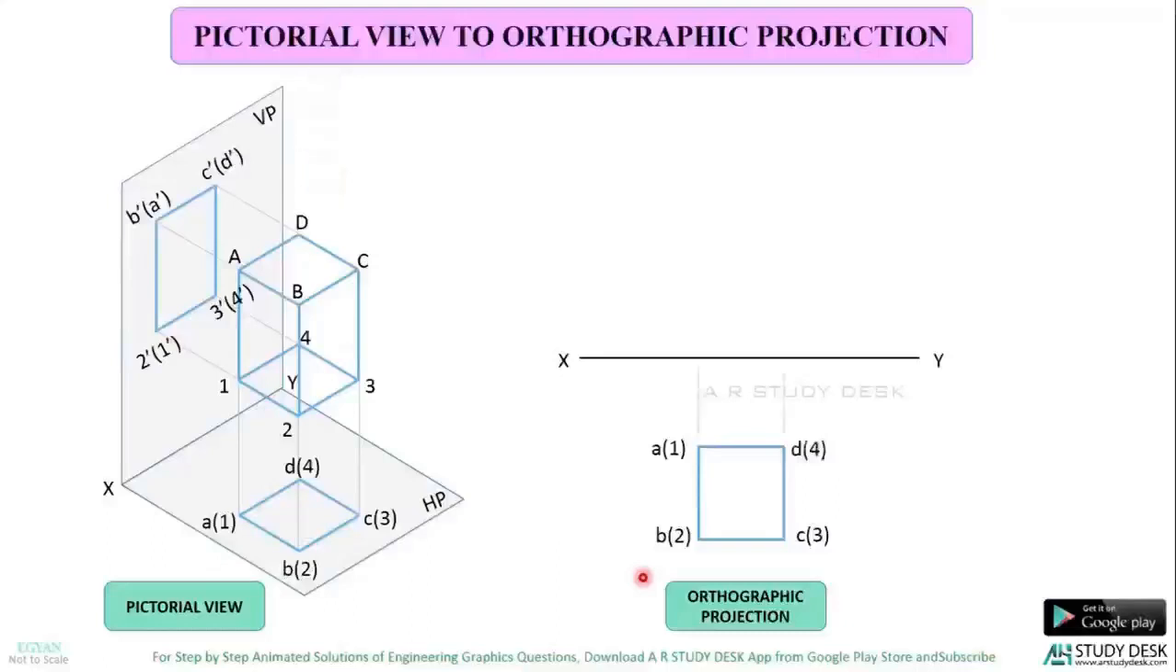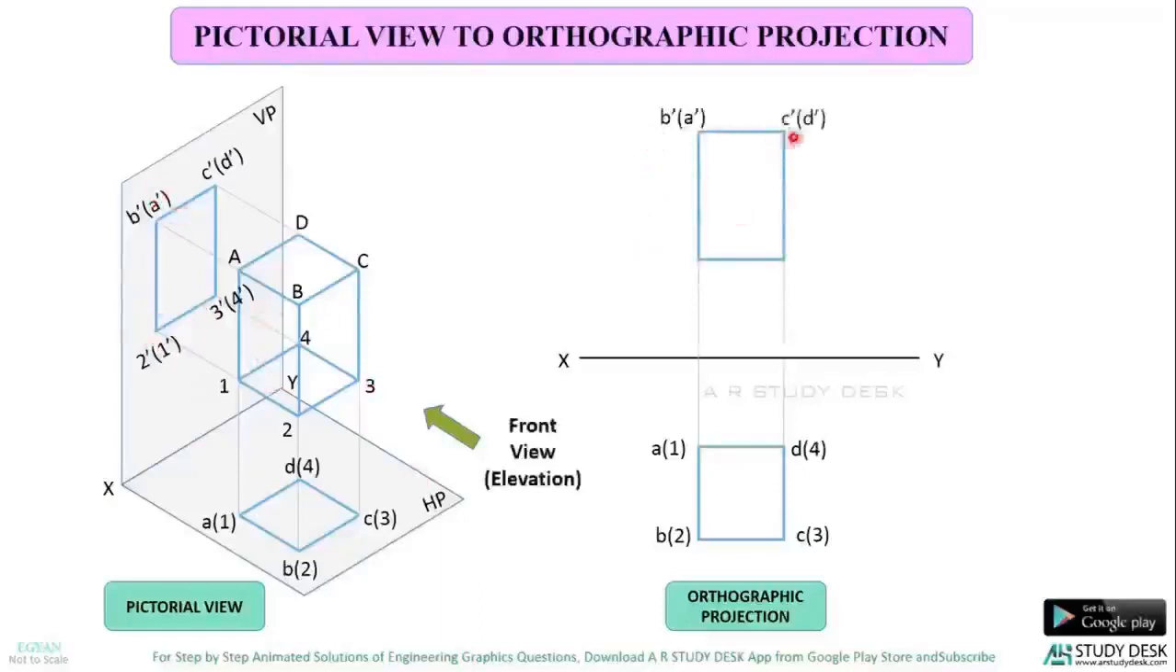Again, in the front view, you can see this rectangle which is above the XY line. So you can draw that rectangle above the XY line and mark these points as B dash brackets A dash, C dash brackets D dash, 3 dash brackets 4 dash and 2 dash brackets 1 dash. Hope the naming part in solids is clear for you.